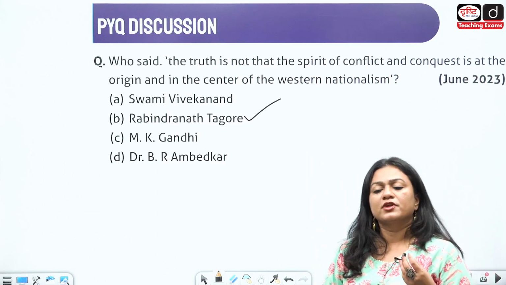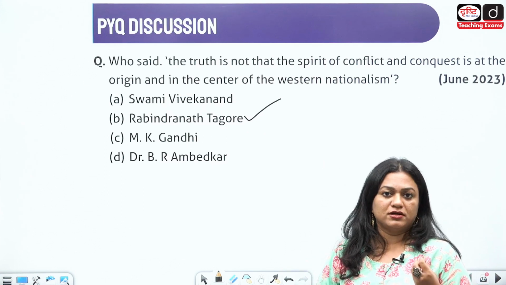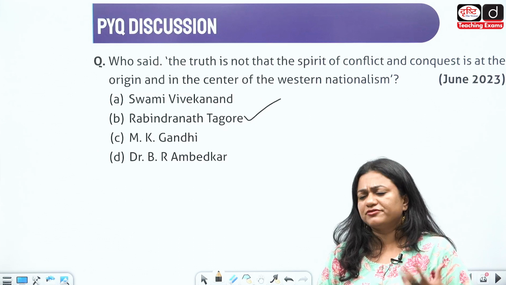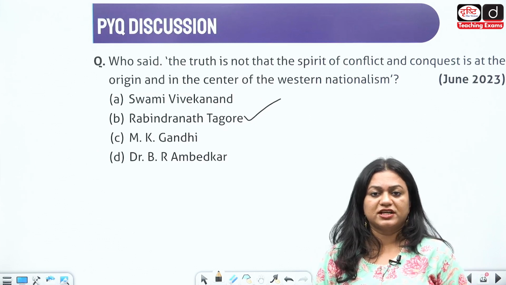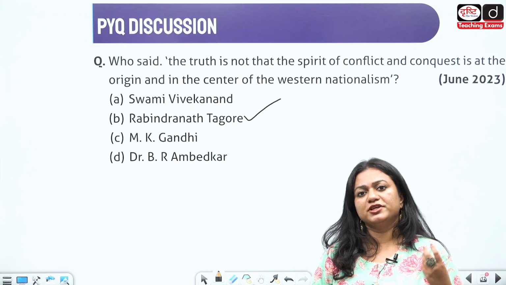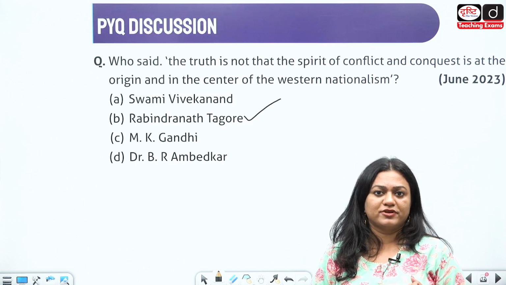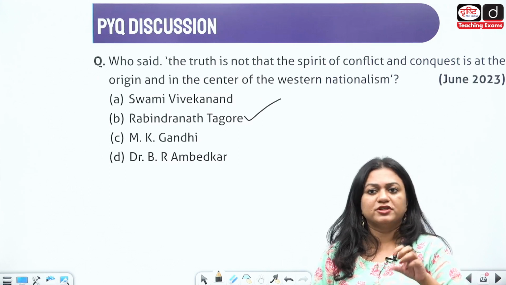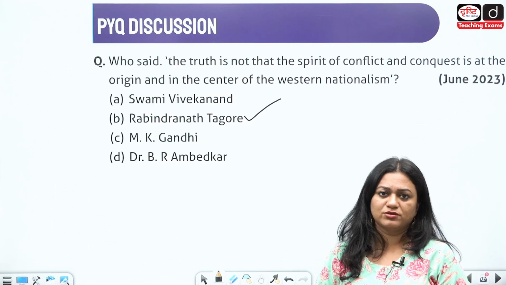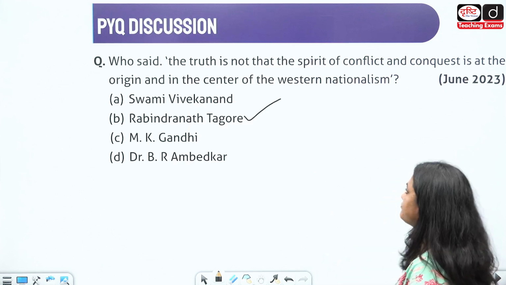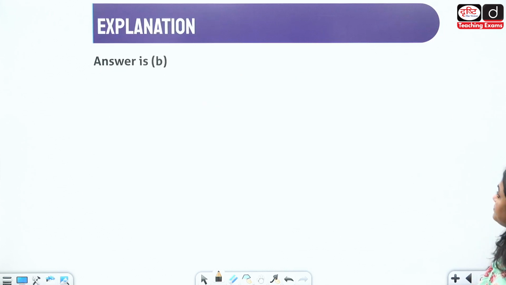Let me tell you, in his work, Rabindranath Tagore was definitely a person who opposed nationalism. He was very much against Western nationalism, and he tried to equate it with the capture of territories as well as the looting of resources, and many other things that he has also explained in his work. Moving to our next question, yes, the answer is B.